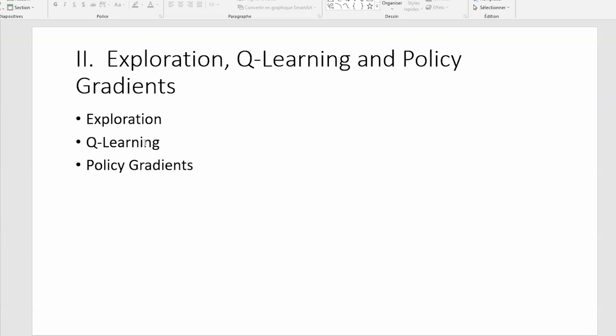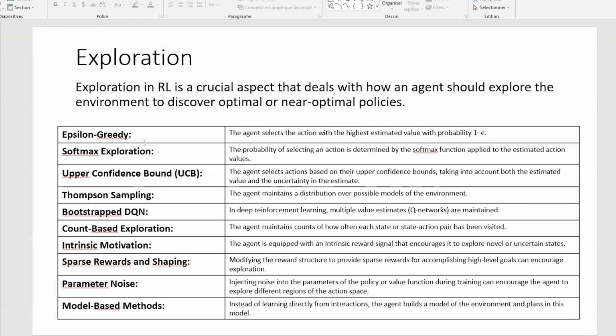The policy gradient is based on the gradient analysis that you saw earlier when you were doing supervised learning. So it's close to that approach. So let us look at the exploration.